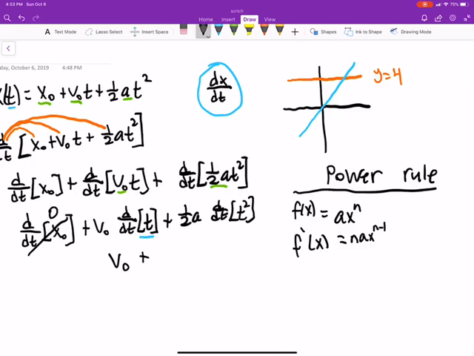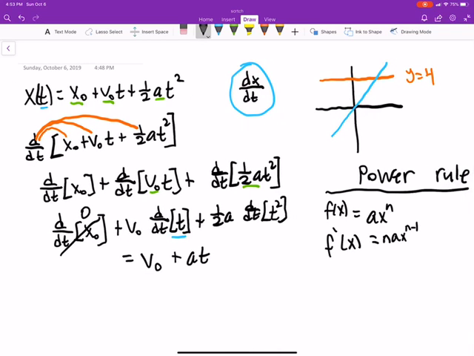So if we do that over here, what's the exponent? It's 2. 2 times 1/2, that just drops. And 2 minus 1 is just 1. So it's just a times t. And this is the derivative of x with respect to time.